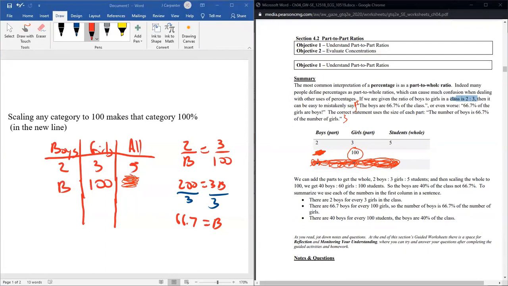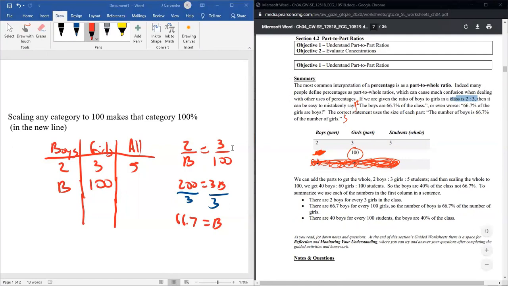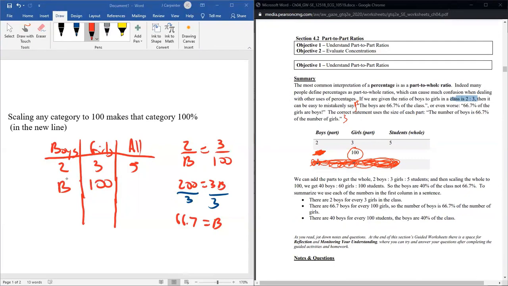Now, another misstatement some people might accidentally make. Another misstatement someone might make is that 66.7% of the girls are boys. So they might think that it's just saying that this percentage is based off of that. So 66.7% of boys are girls. Well, I think that's clearly not true.